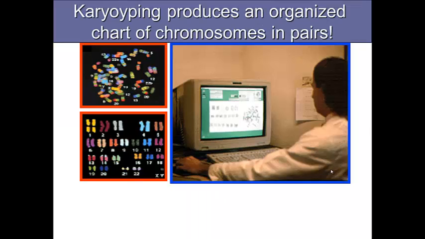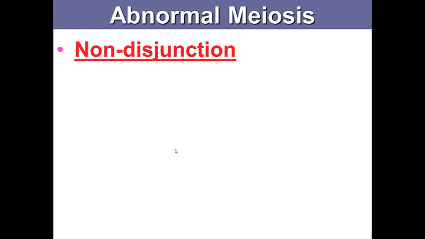Karyotyping produces an organized chart of the chromosomes in pairs. So when you start karyotyping something, you get this jumbled mass of chromosomes, and then they take imaging software and they cut and paste these into pairs of chromosomes.